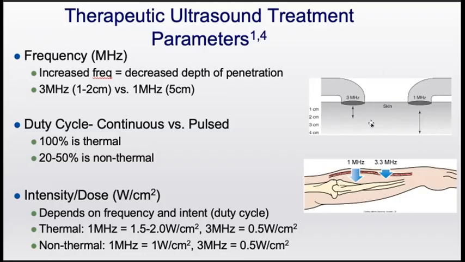Likewise, if you're working on the wrist, you don't need to go 5 centimeters of depth for soft tissue. It's very superficial, the wrist. There's not much muscle mass and other soft tissue there. So probably 3 megahertz will suffice in that situation.